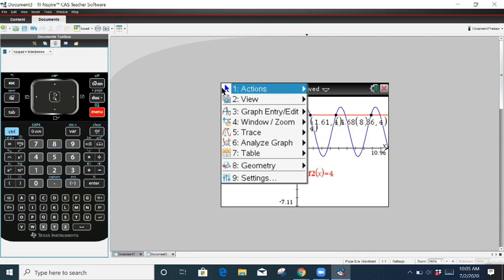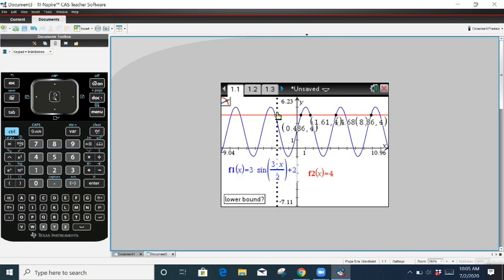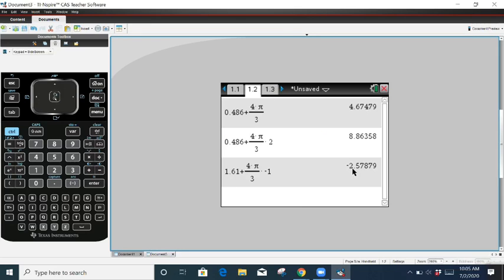So let's test it out. Let's go analyze graph intersection right here, and there it is, -2.58, which is exactly what we would have predicted from subtracting a full period from this point, 1.61. And see, that's where we got right there.